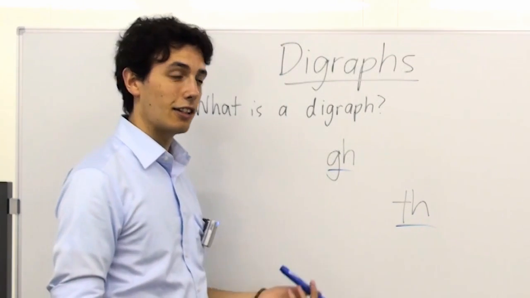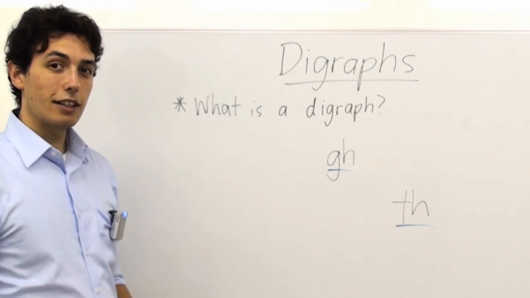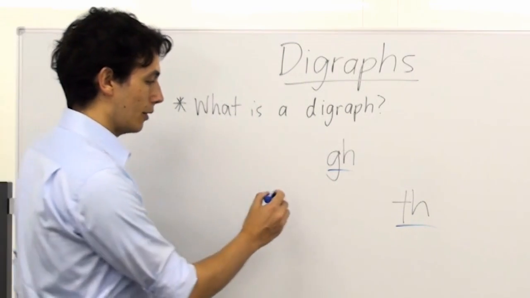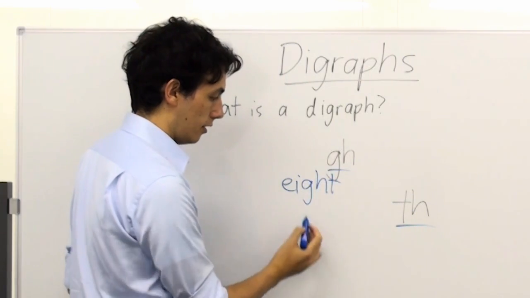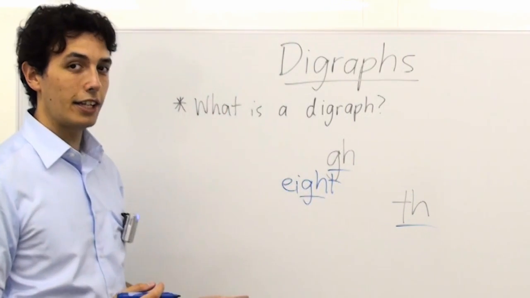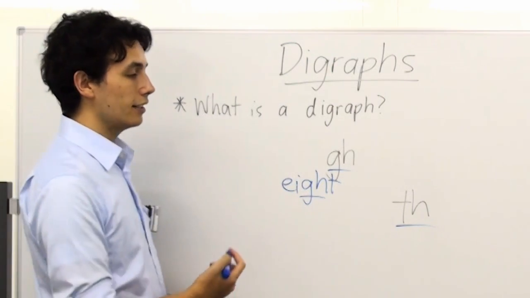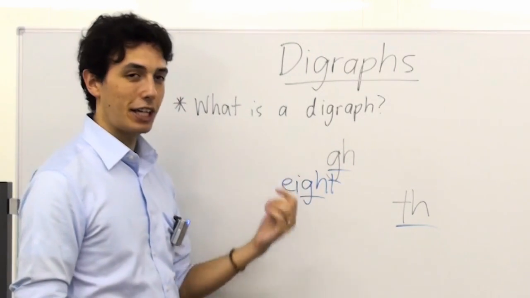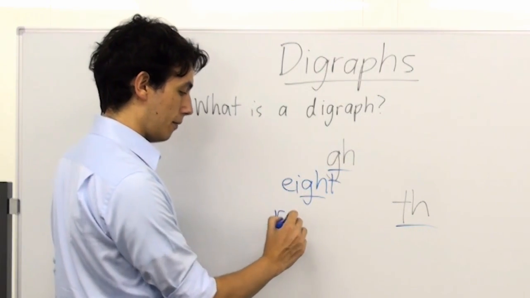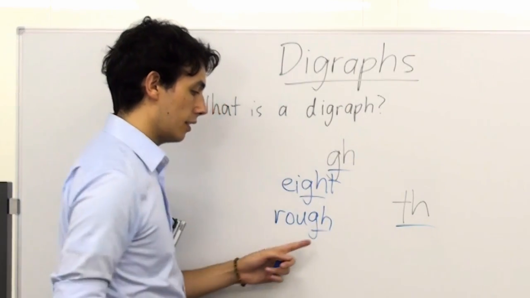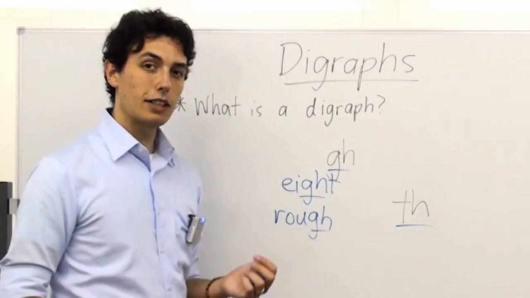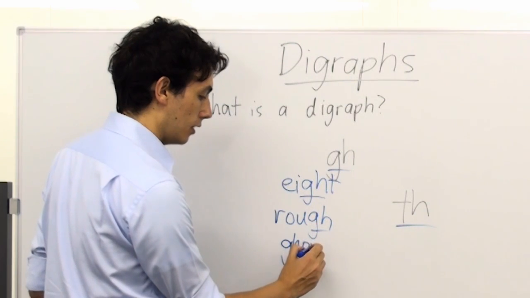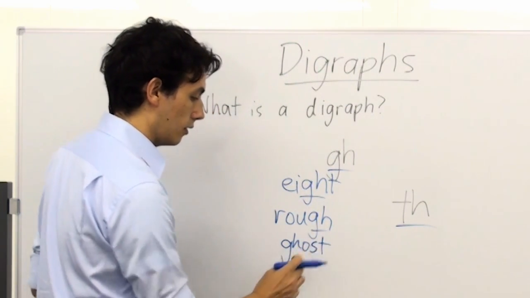Next is GH. This is kind of confusing too. It also has three sounds. Well, technically two sounds and one silence. So sometimes it's silent, as in the word eight. Here, we don't pronounce the GH. It's not agahut, just eight. Next sound. It can also sound like, don't ask me why, but it can make an F sound, as in rough or cough or tough. And the third sound is just the hard G sound, which is G, as in ghost or ghastly, or things like that.